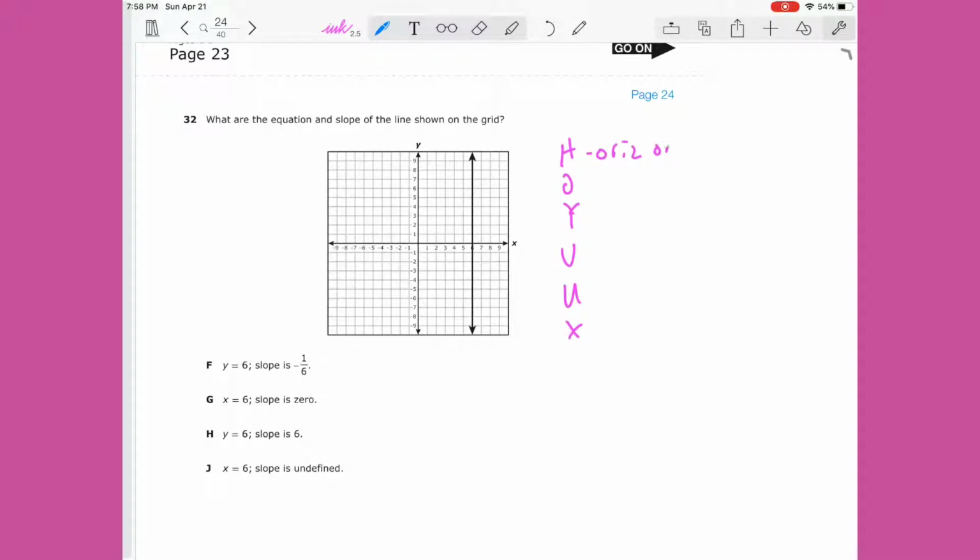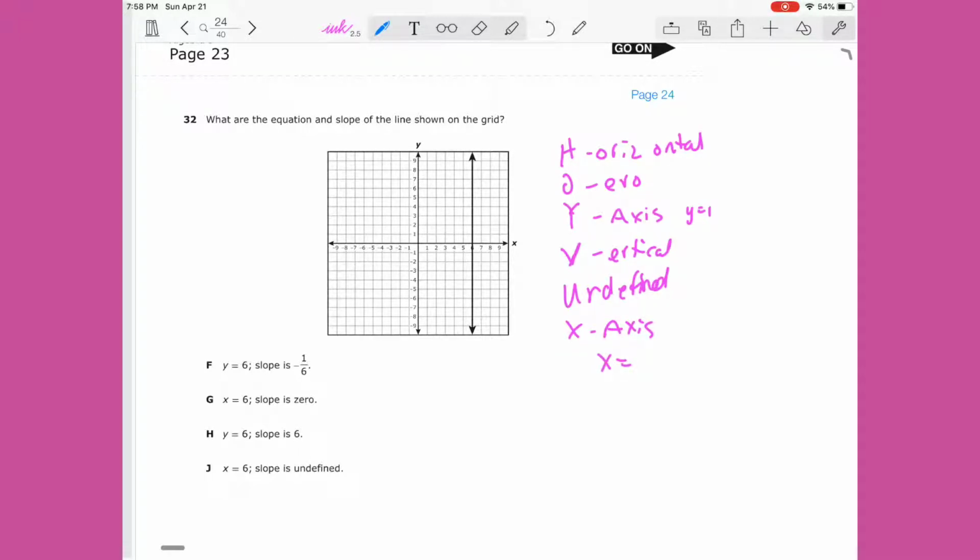Horizontal, 0 slope, y equals. Undefined for you. That's a V. So vertical, undefined. That means our slope is undefined. And that's going to be x equals.